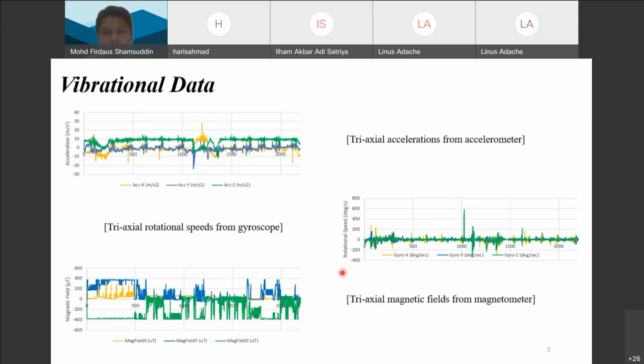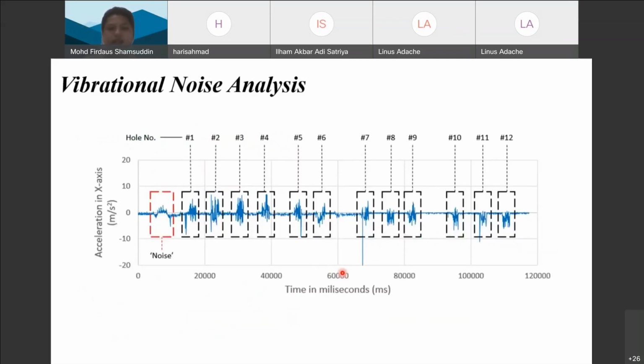And that one is acceleration in the X direction, the sideways direction of the drill gun. And this is an example of how the data looks like. And this is the manual labeling that we did in our initial analysis of the data. So we label the holes. It is plotted in time domain measured in milliseconds. For this specific process, there are 12 holes drilled with some noise in front.